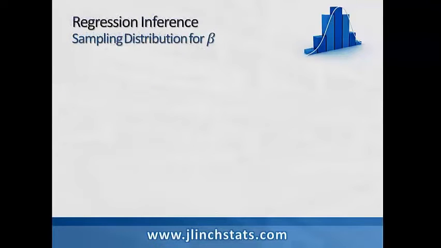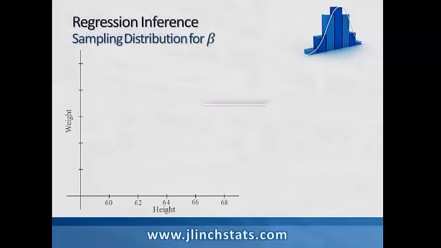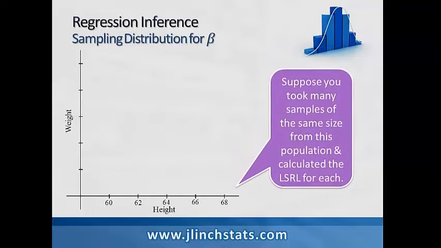Now let's talk about the sampling distribution for beta. Now suppose we took many samples of the same size from this population and then calculated the least squares regression line based off of each one of those samples. Now if we did this, we would get several least squares regression lines.